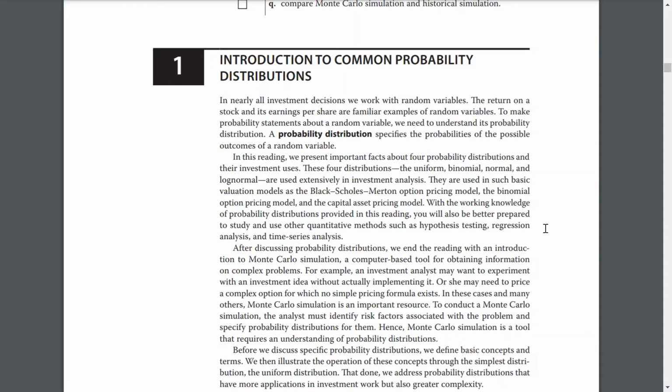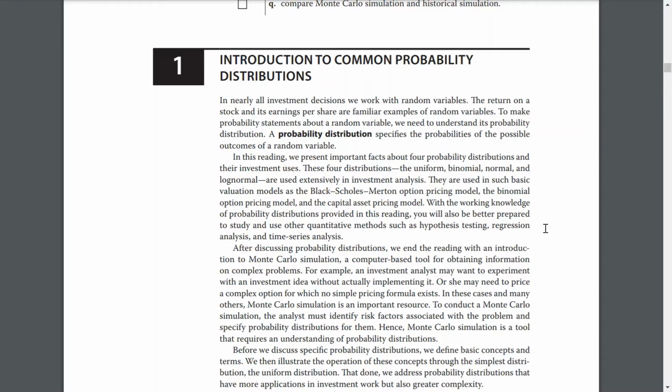Introduction to common probability distributions. In nearly all investment decisions, we work with random variables. The return on a stock and its earnings per share are familiar examples of random variables. To make probability statements about a random variable, we need to understand its probability distribution. A probability distribution specifies the probability of the possible outcomes of a random variable. In this reading, we present important facts about four probability distributions and their investment uses.